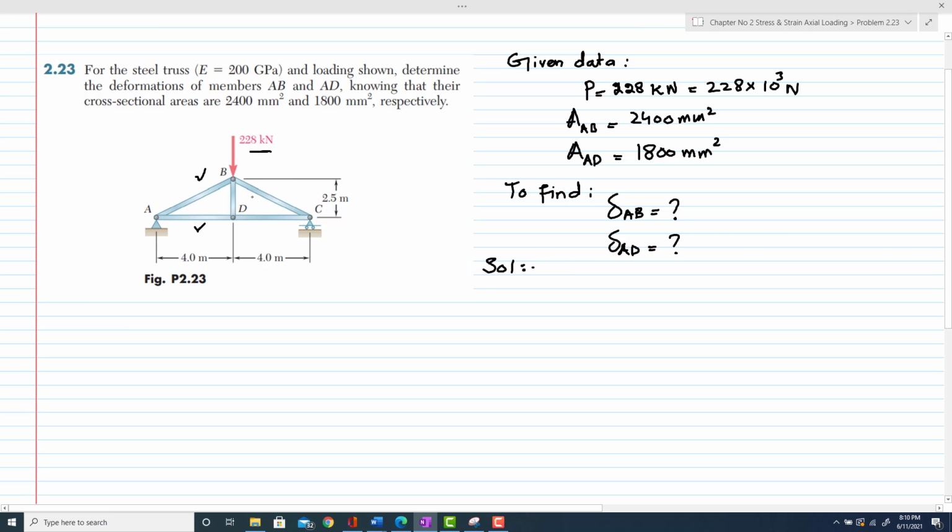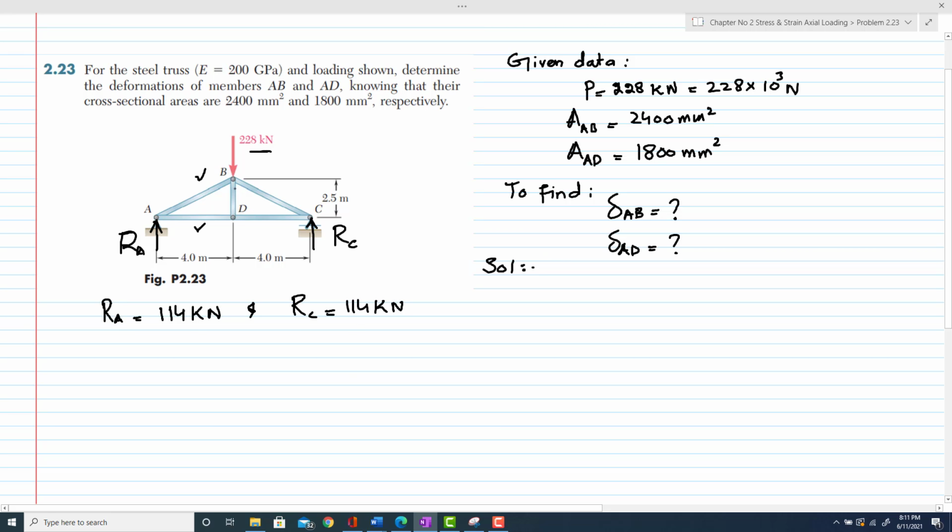So if you look at this truss, you will see that there is a load. If you remove the supports, the forces will be the reaction at A and the reaction at C. Both reactions are vertical, so the load will be divided by 2. So RA will be equal to 228 divided by 2, that is 114 kilonewton, and RC will be the same as RA, that is 114 kilonewton.